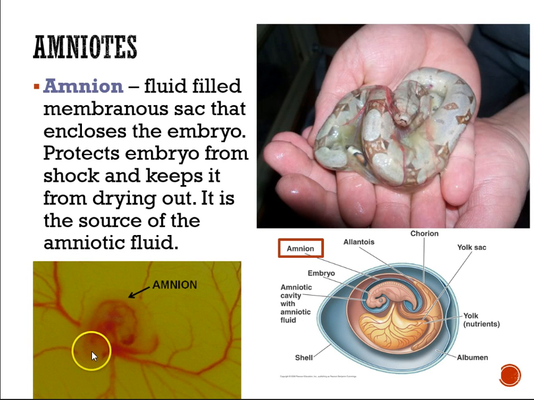Here is the amnion around here surrounding this little embryo here, which happens to be a chicken. And you can see there's this beautiful vascularization that's surrounding the yolk sac and, of course, the amnion as well. And then here's just the diagram again.